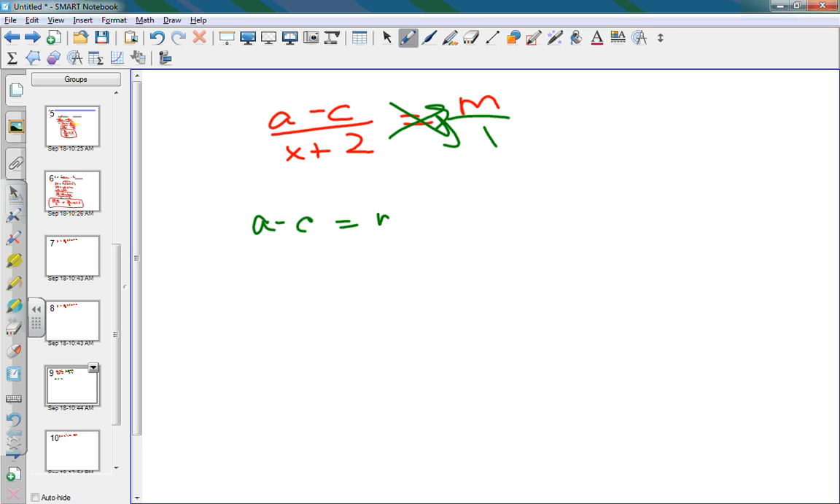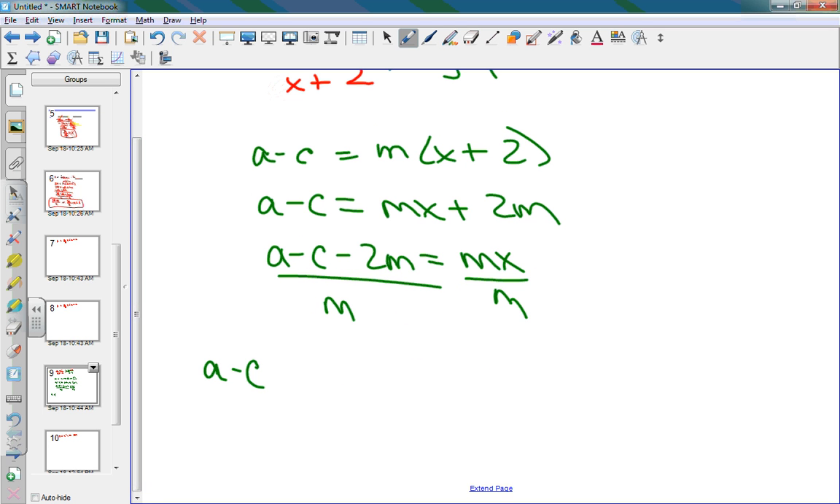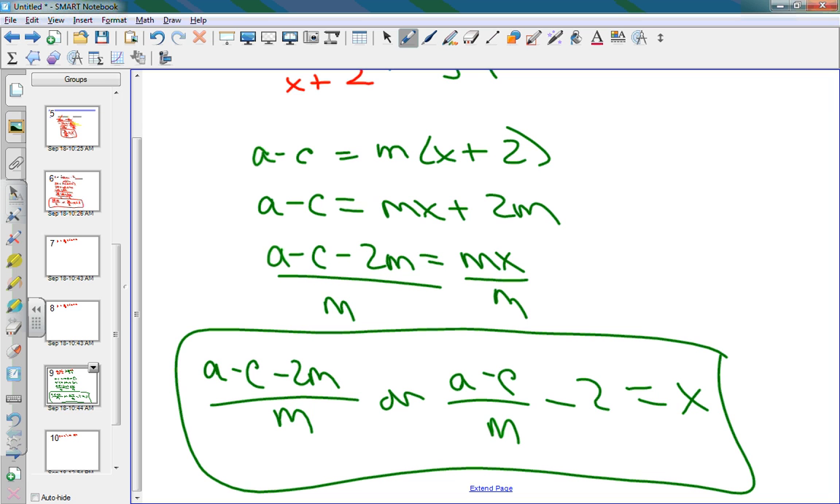A minus c is equal to m times x plus 2. What am I solving for? X. What's attached to it, or where is it at? So what do I do? How do I get it out? By distributing. Now I'm solving for x, so what do I get rid of? Nope. I need to subtract the 2m from both sides. Now what do I solve for? Divide by m. And if you gave me a minus c minus 2m divided by m, or a minus c over m minus 2 is equal to x, I would accept either or. Okay? Whichever way your brain thinks.